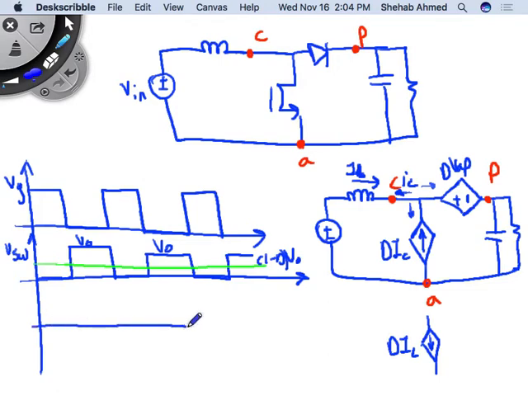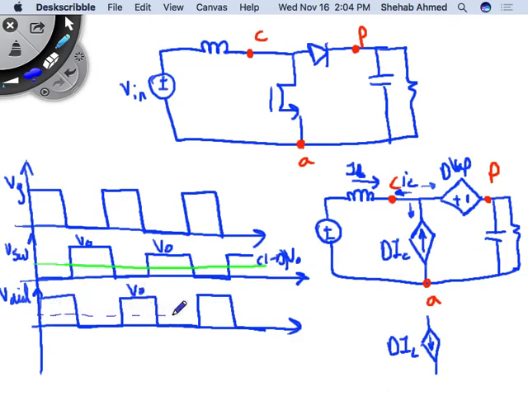How about the diode voltage? Diode voltage here is interesting to us. It's the opposite of it, right? Yeah, remember, if the switch is on, diode is off, right? So it's the opposite of it, and it also has a peak value of V output, and its average value is D times V output.